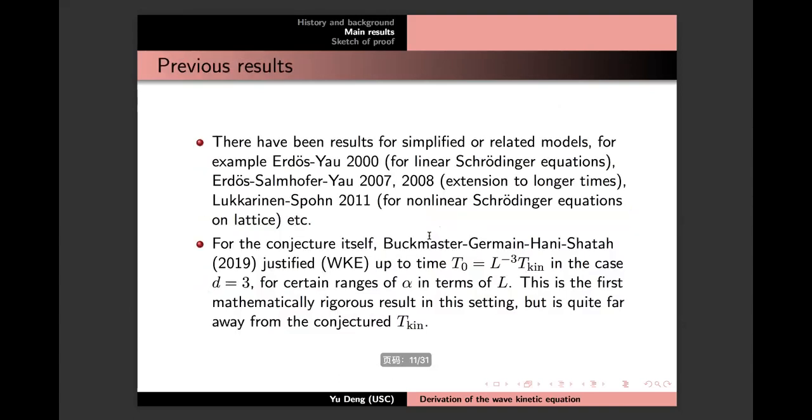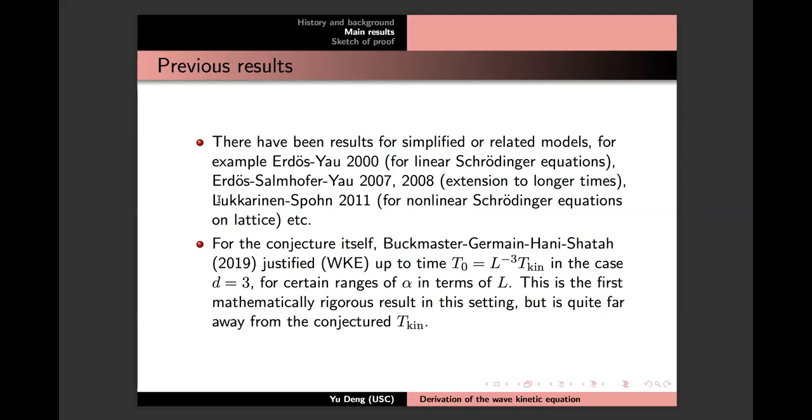Regarding previous results in this direction, there have been results for simplified or related models. For example, there is work of Erdős and Yau, which established some version of this result for the linear Schrödinger equation with a potential. They were considering this random data problem, and later, with Sam Hoffer, they extended this to longer time scales. In the case of the linear equation, they were able not only to reach the kinetic time scale but to extend to longer time scales, which is not expected in the nonlinear case.